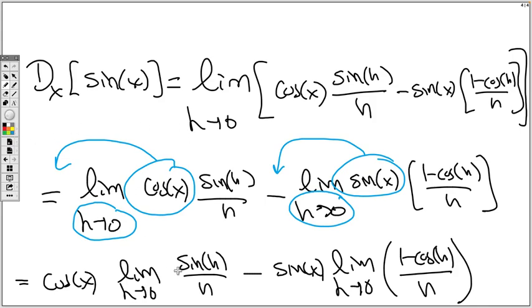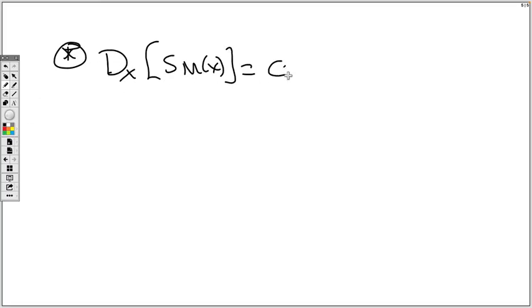Because we know as h goes to 0, sine of h over h goes to 1. 1 minus cosine h over h goes to 0. So for my final answer, I take the derivative of sine. I get cosine times 1 minus sine times 0. And here we go. The derivative of sine is cosine. Okay. So you know sine and cosine are phase shifts of each other, but they're actually telling you the slopes. So they're more intimately related than you may have first thought.